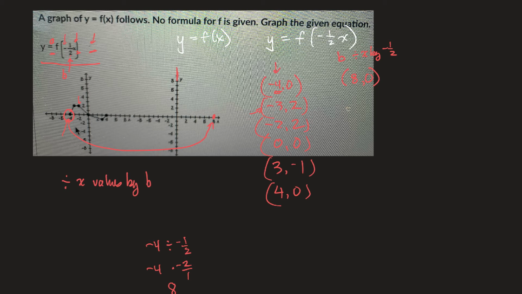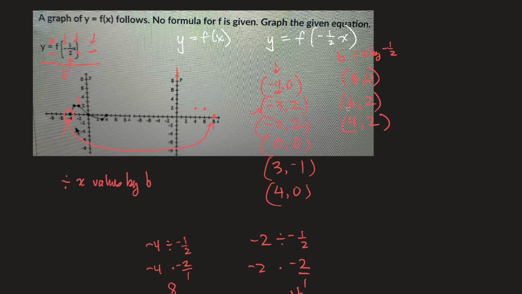And then I just do the same thing with all of them. So negative 3 divided by negative 1/2 would be a positive 6 and 2. The y value would stay. So 6 and 2 would be about there. Okay, negative 2 divided by negative 1/2. I gotta figure that. It's the same as negative 2 times negative 2 over 1, or positive 4. So this is going to be a positive 4 and 2. Okay, positive 4 and 2. It looks like it is stretching out the graph a bit.